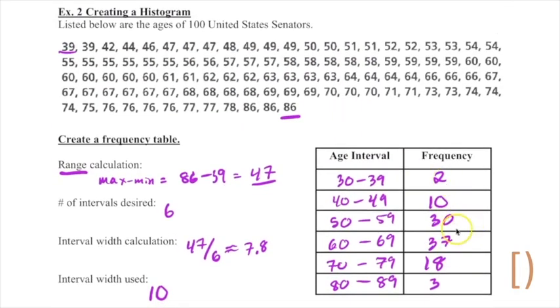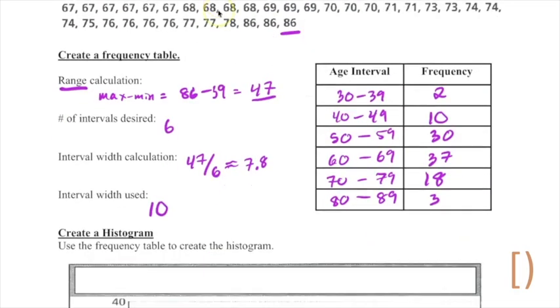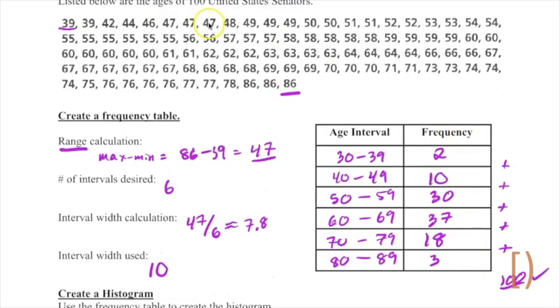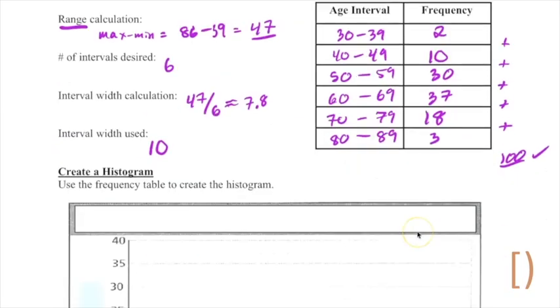Now we do want to make sure I counted right. It is 100 senators. If we add all these up, we want to make sure you get 100, and we do. Check. We add them all, make sure it equals the total amount, 100. Okay, so now let's make a histogram.